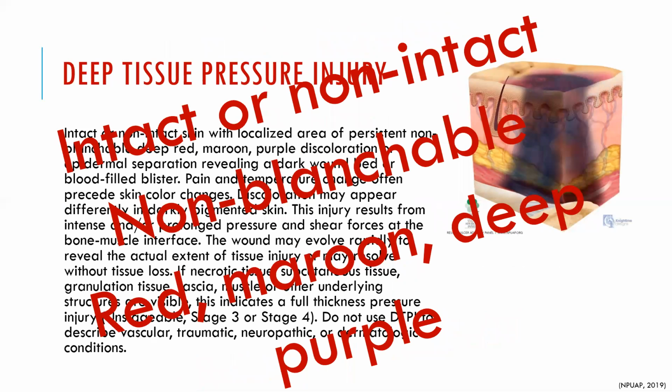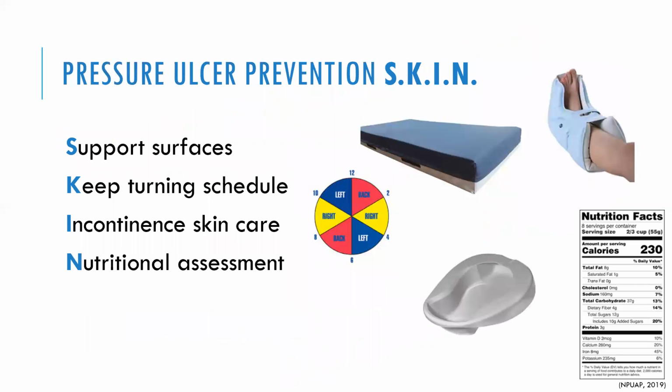And then deep tissue pressure injury is that apple thrown on the floor with that nice bruise. You know, we have that purple, deep red, maroon in color. The skin is going to be intact. Sometimes it might not be intact, but you're not going to be able to see what really is going on there. And I did just throw in here the pressure ulcer prevention, support surfaces, keeping a turning schedule, and cotton skin care and nutritional assessment.